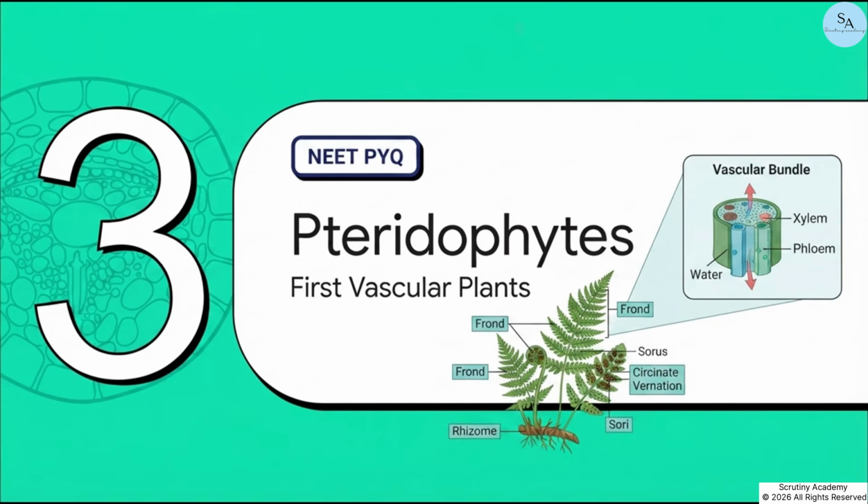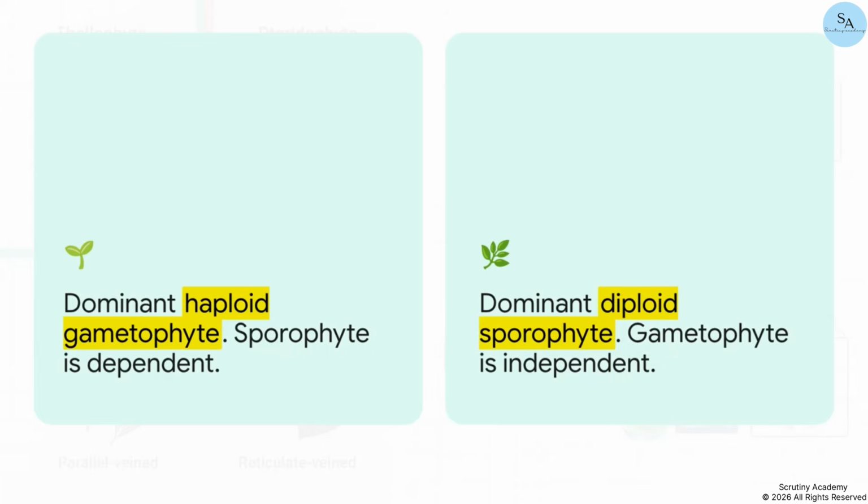Part 3. Pteridophytes, the first vascular plants. Moving up the evolutionary ladder, Pteridophytes are a huge milestone because they're the very first terrestrial plants to pack true vascular tissues, xylem and phloem. But all right, stop. Pay absolute attention here to how their haplodiplontic life cycle shifts.